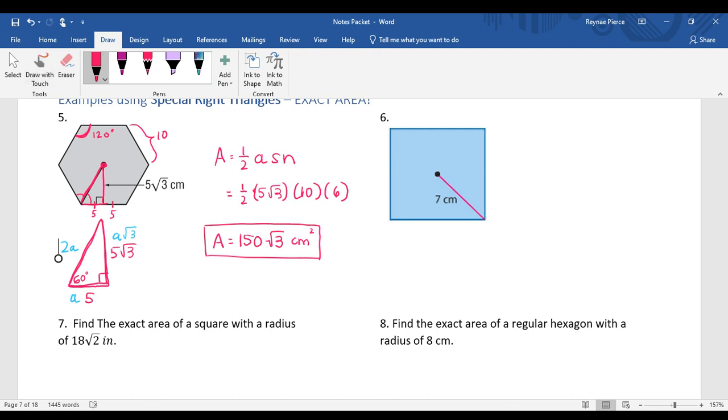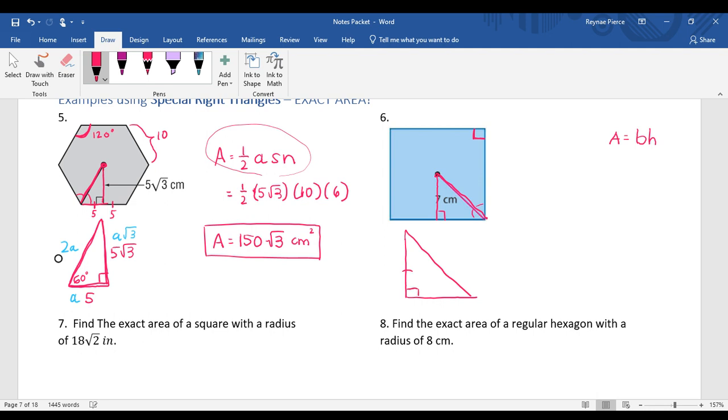All right, next is a square. Now a square technically is a regular polygon, but that doesn't mean we have to use 1/2 a s n. For a square we can use just base times height since it is a quadrilateral or a parallelogram. But since a square has 90-degree angles, the radius here cuts that in half. And if we draw our apothem in, that gives us a 45, 45, 90 triangle.